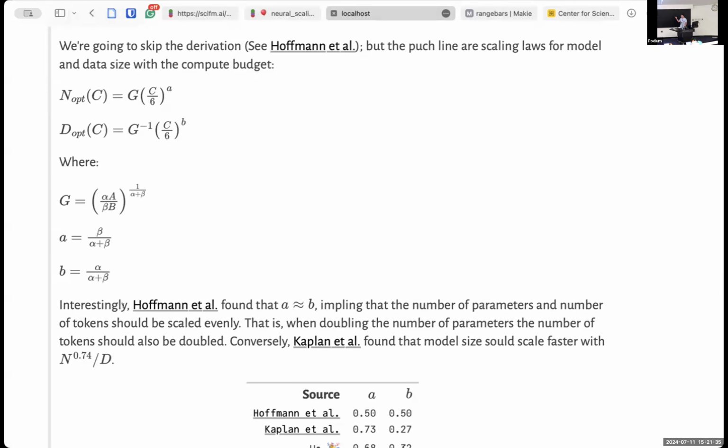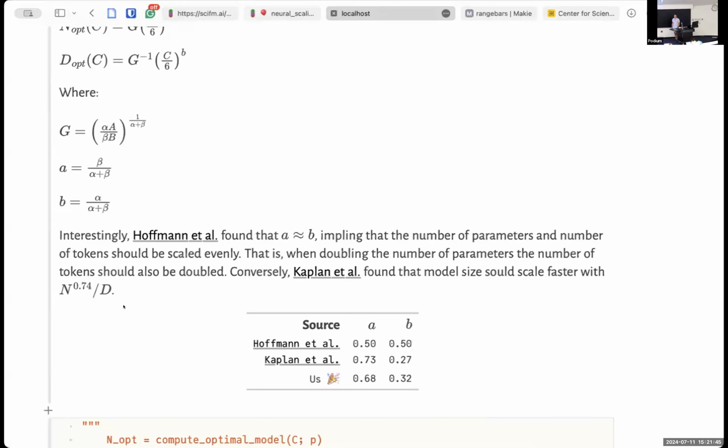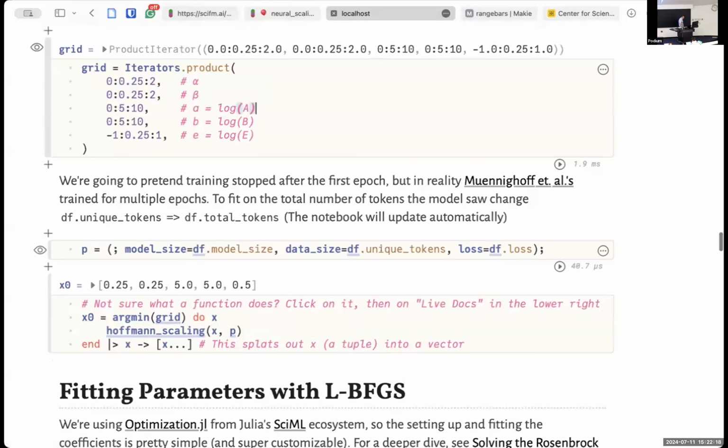Interestingly, Hoffmann finds that alpha and beta are approximately equal to each other, which implies that everything should be scaled evenly. Whereas Kaplan showed that the model size should be scaled up a bit faster. They have an a of 0.73 is what they report. For us, you can see we're at 0.68 to 0.32. Again, I wouldn't lean too heavily on this. We're kind of misappropriating the data because it trained for more iterations than we wanted. We are getting around that by pretending that we just trained on the unique tokens and ignoring the fact that we did multiple epochs. If you want to change that, you can come up to here and change that line right there, and it'll redo all the calculations for you.